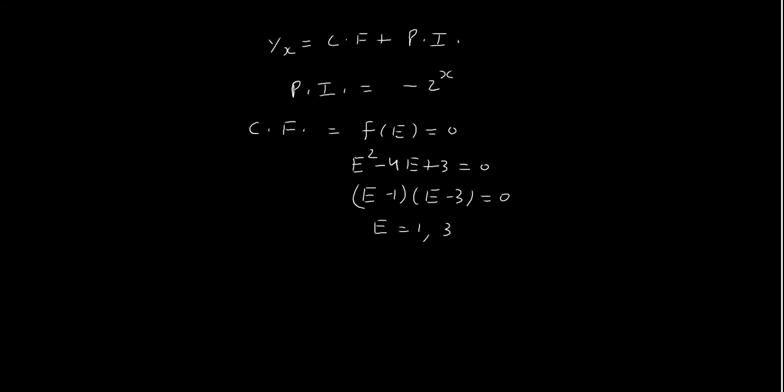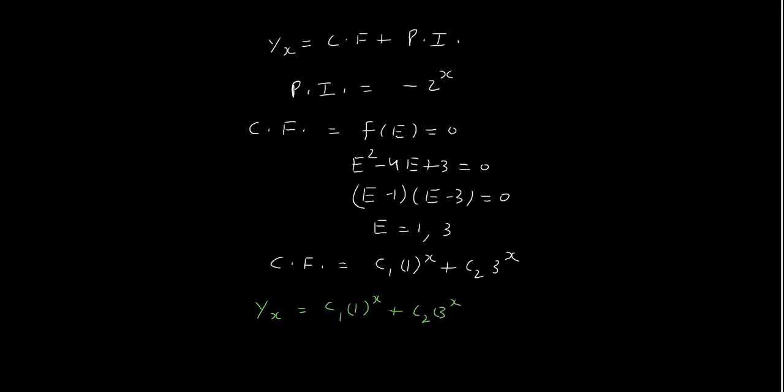So if E becomes 1 and 3, means the roots are real and distinct. So what is the complementary function? The complementary function becomes C1 1 to the power x plus C2 3 to the power x. So what is the solution? If we write the solution here, then the solution becomes yx equals complementary function, means C1 1 to the power x plus C2 3 to the power x.